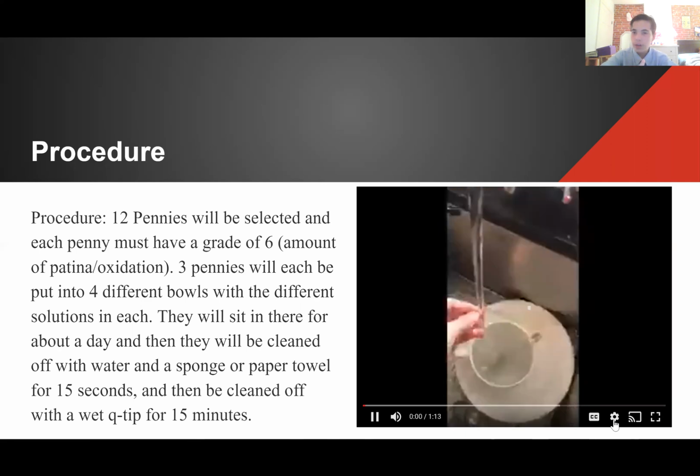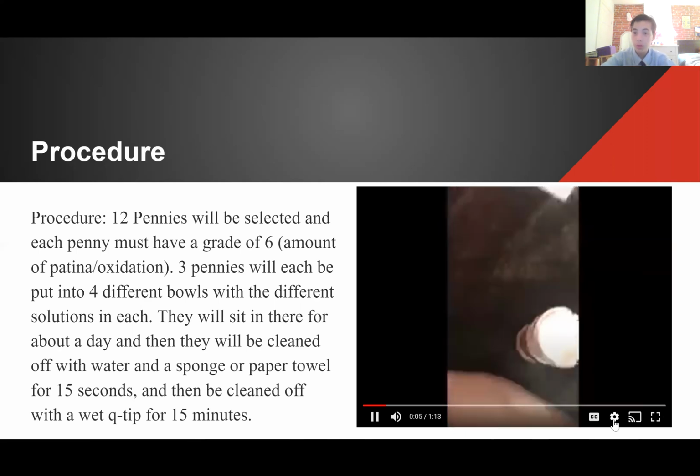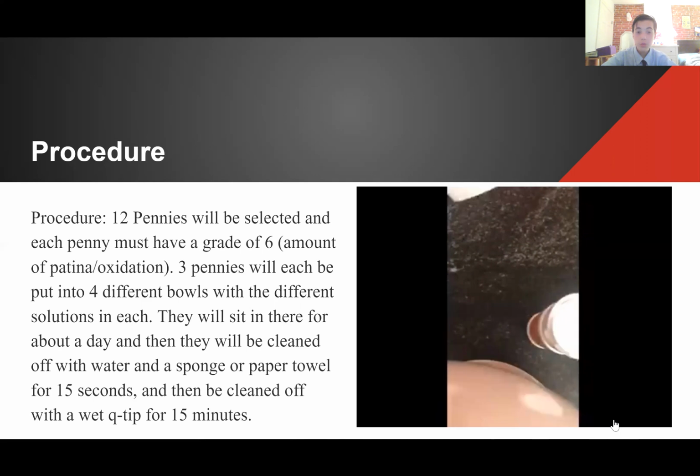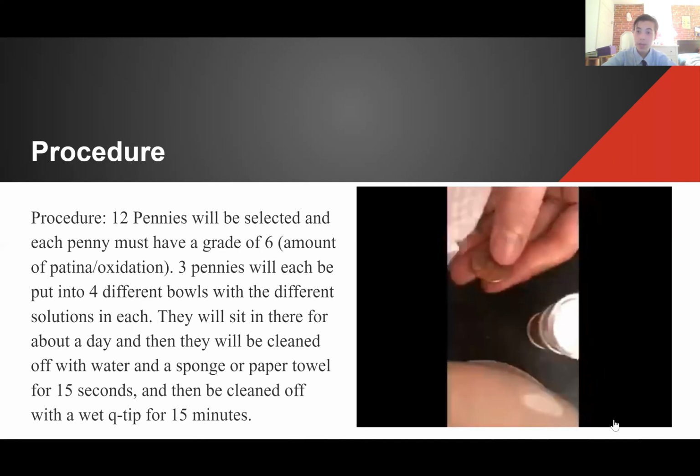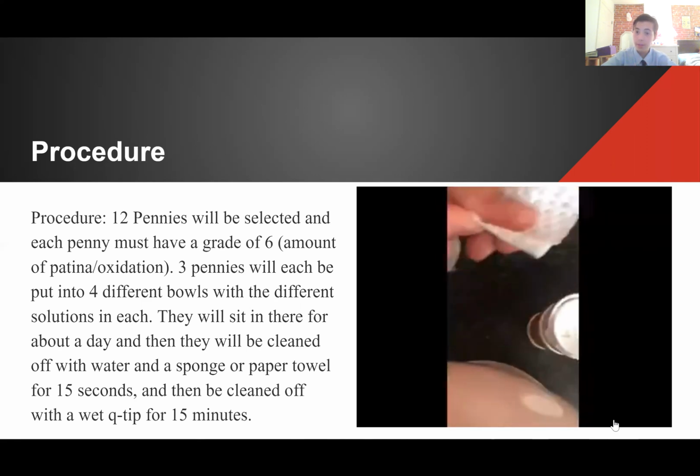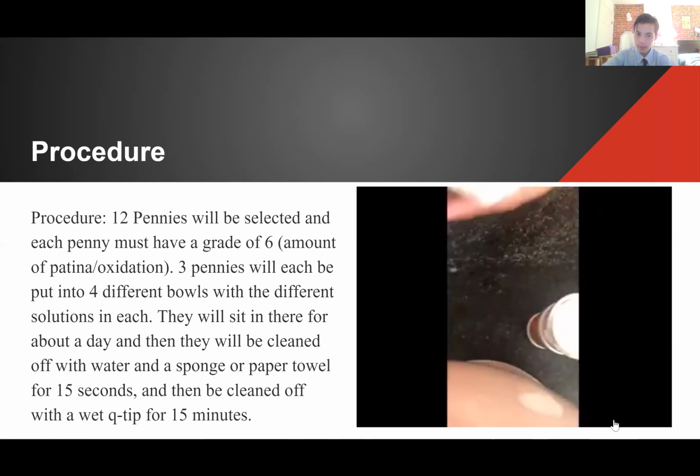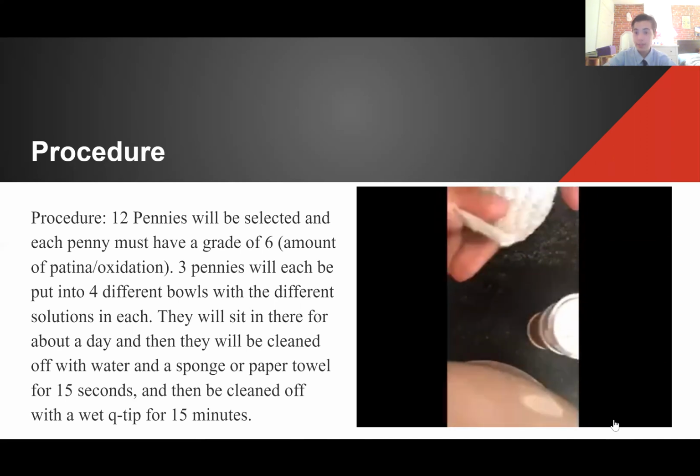So this is a video of how this would normally work. 12 pennies will be selected from a large grouping that you have gathered together, as long as they're all graded 6. 3 pennies will be put into 4 different bowls each, so 4 bowls will have 3 pennies in each of them.